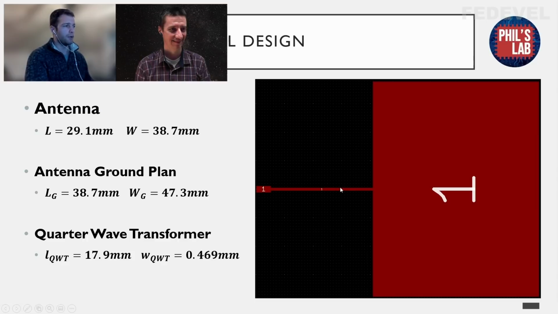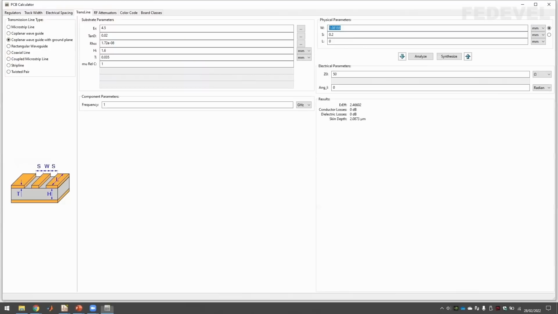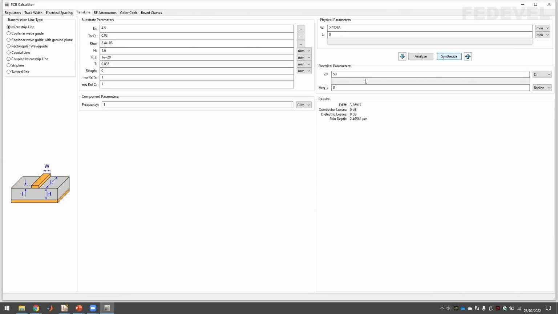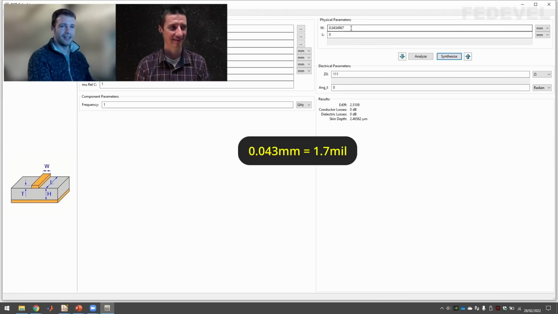Another thing about the 4-layer boards is actually this trace, this quarter wave transformer, was 111 ohms, I believe. Yes. So if we try to do a 111 ohm trace on a 4-layer PCB with a dielectric spacing of 0.2, let me just pop that in the microstrip calculator. Whoops. 111, is that all right? It doesn't want to accept it for some reason. There we go. That's a 0.043 millimeter trace.